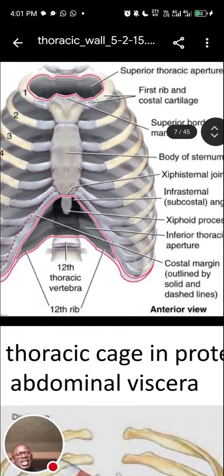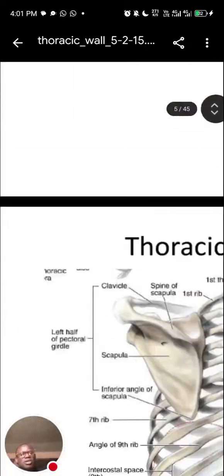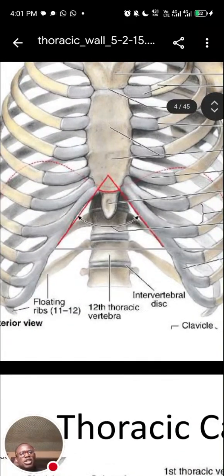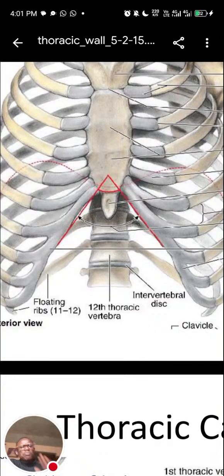You are still seeing it here now. Are you seeing? Radiographs show the skeleton. So as you are picturing the flesh on it, you also picture the skeleton.